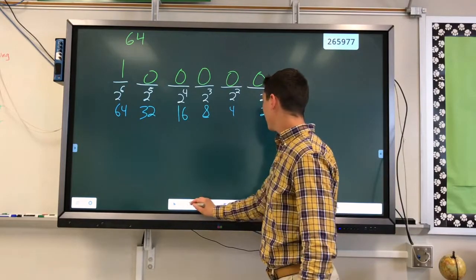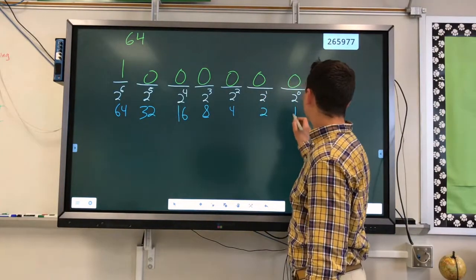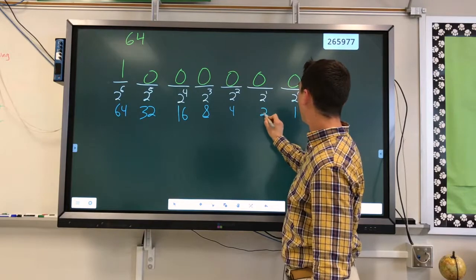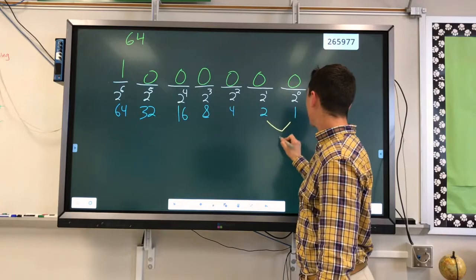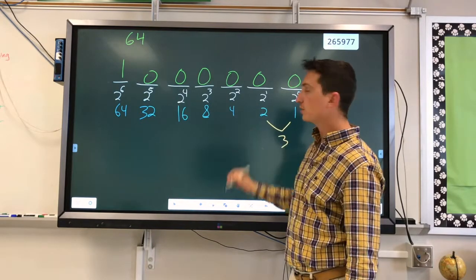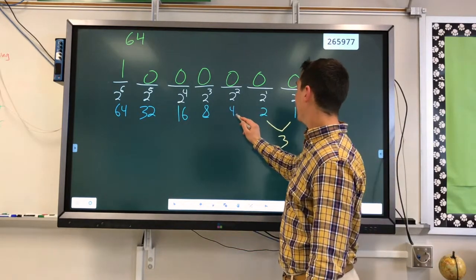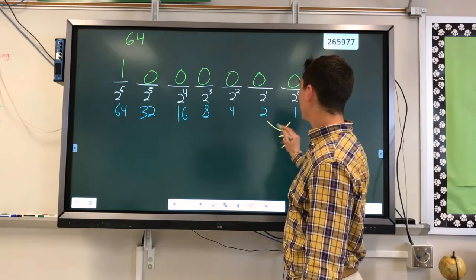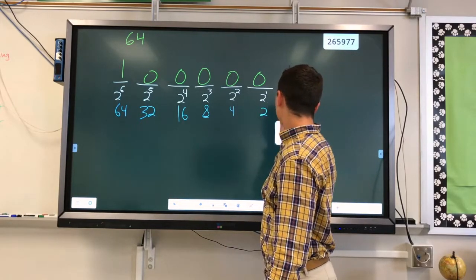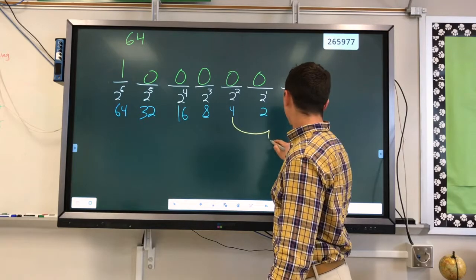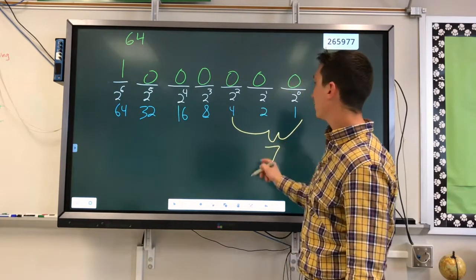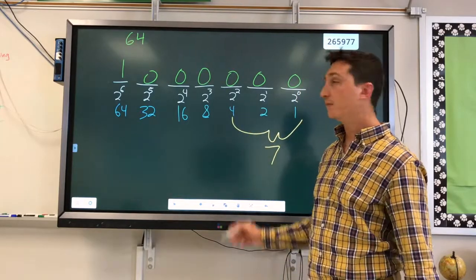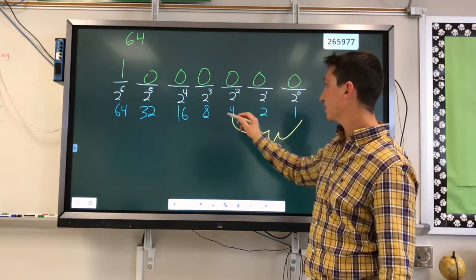Let me use a different color. So let's say, for example, 1 plus 2 equals 3, right? That's 1 less than 4. 4 plus 1 plus 2 is equal to 7, right? These equal 7. That's 1 less than 8. 4 plus 2 plus 1 is 7. That's 1 less than 8.